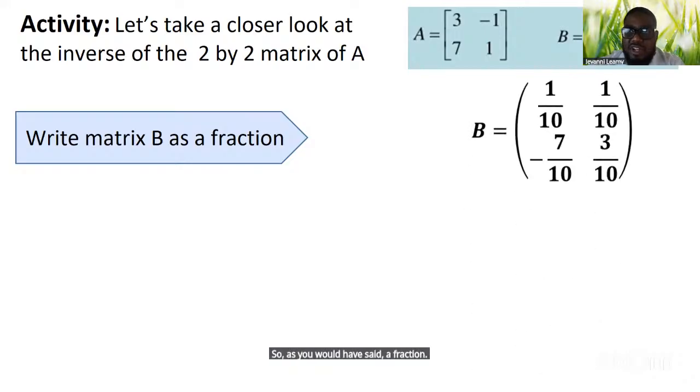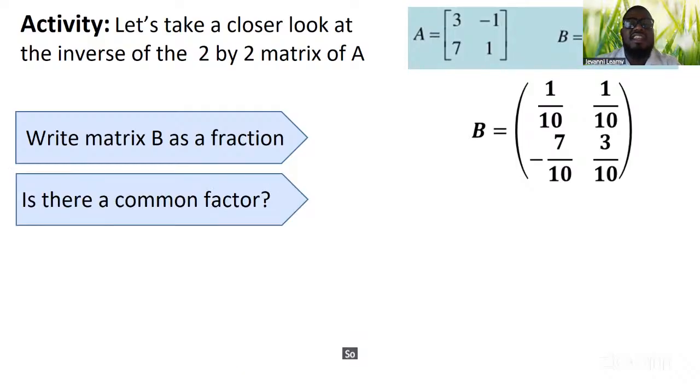So that's similar. So matrix B, you see the fractional aspect of it, and above you would have seen the decimal. So are those two the same? Are those two matrices the same? All right, they are the same, because it's the equivalent in fraction form.